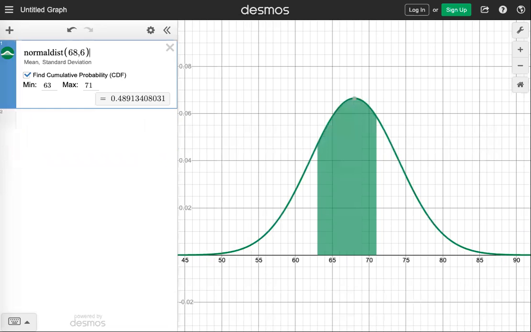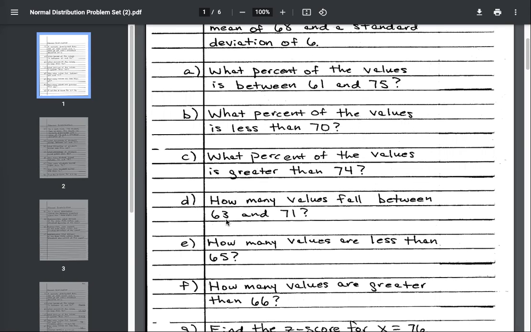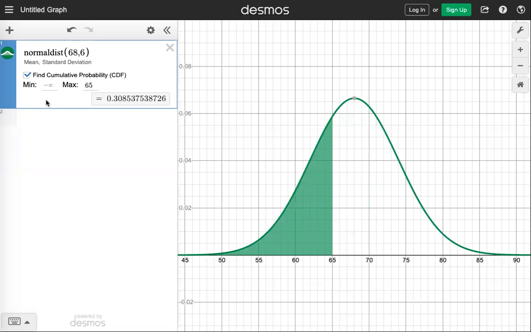Okay. So now let's look at the next question. It says, how many values are less than 65? Since we're going less than 65, that means 65 is going to be the maximum. So I'm going to write down 65 for the maximum. And then the minimum I'm going to get rid of because we're going less than 65. So there is no minimum. So the minimum is going to automatically be negative infinity. And the decimal that I get is 0.3085.